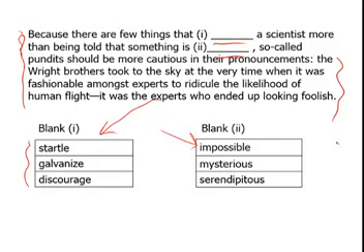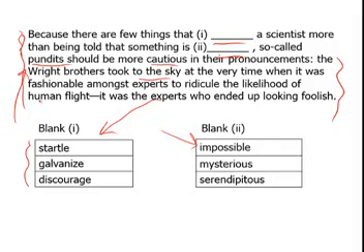What does it say? It says the Wright brothers took to the sky at the very time when it was fashionable amongst experts to ridicule the likelihood of human flight. It was the experts who ended up looking foolish. So, people, that is the pundits, should be a little bit more careful in what they say. In the case of the Wright brothers, these pundits or these experts were saying, oh, you can't fly. But they're saying this at the time the Wright brothers were actually able to fly.